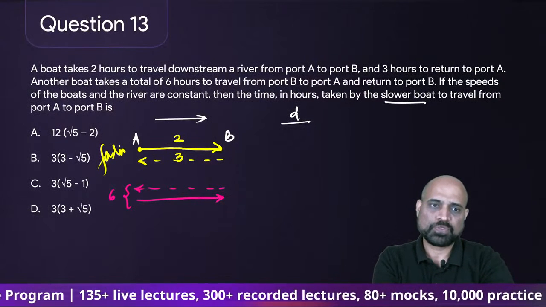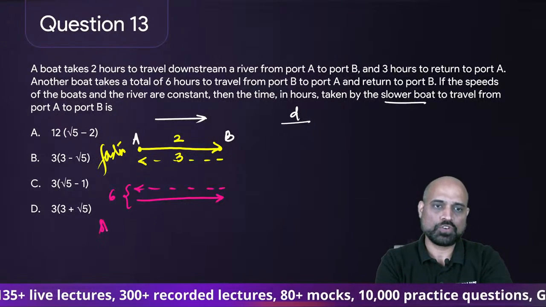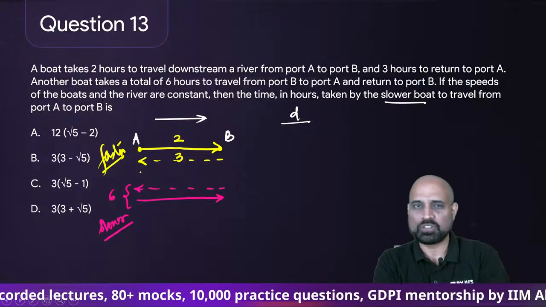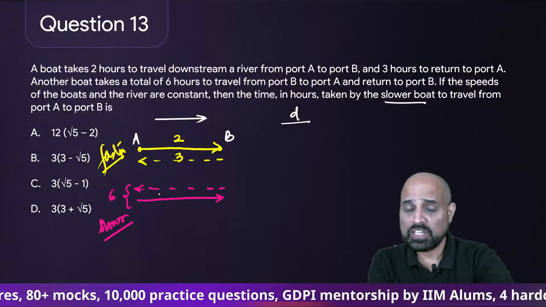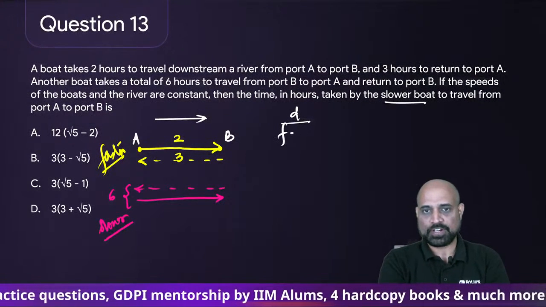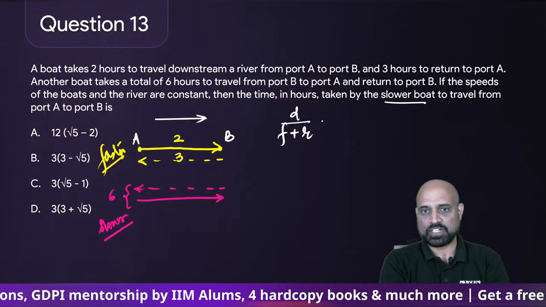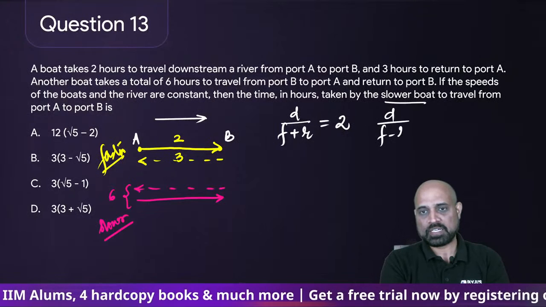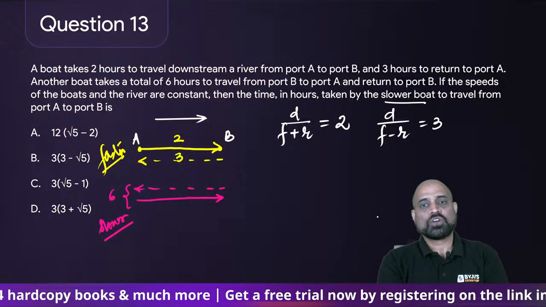Yellow वाला, और ये pink वाला, this one is the slower boat. I don't think we need to prove in any way कि ये कौन सा faster कौन सा slower है. So faster boat के लिए ना, I'm going to take this speed as f. River के लिए I'll take as r. So d by f plus r is given as 2 and d by f minus r is given as 3.